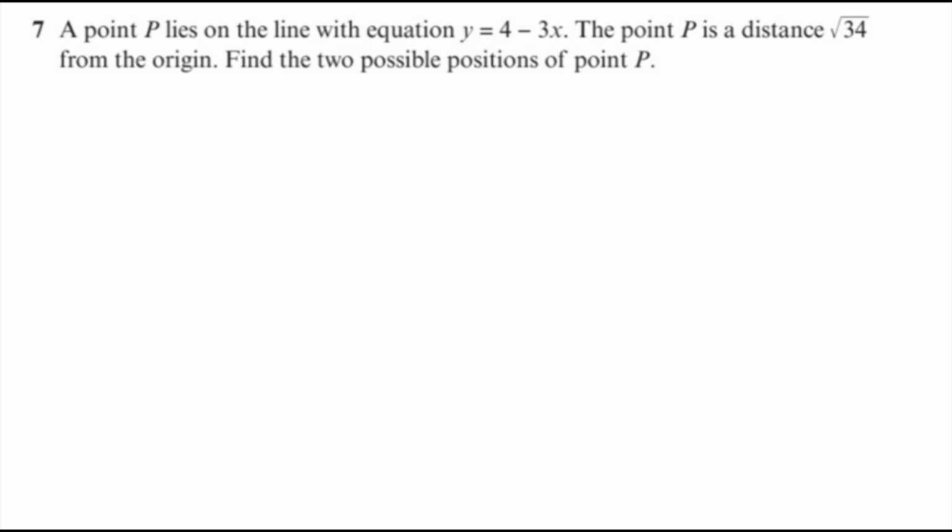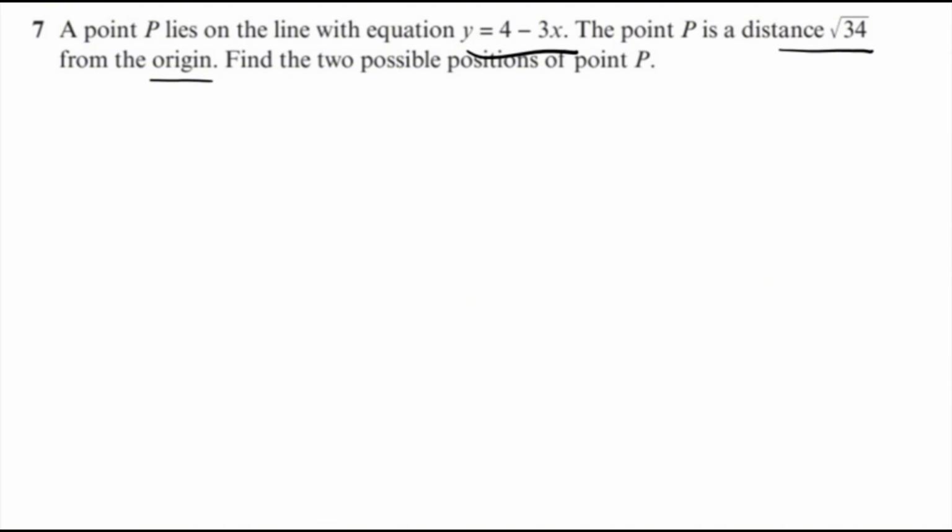Question number 7. A point P lies on the line with equation y equals 4 minus 3x, and the point P is a distance root 34 from the origin. Find the two possible values of point P. For this type of question, first by using this distance, we will try to find another equation. And then we can substitute this value into the other equation. So that will give you the coordinates of the point P, right?